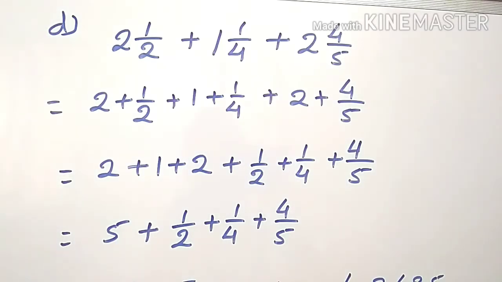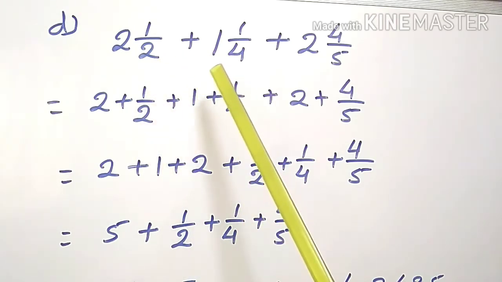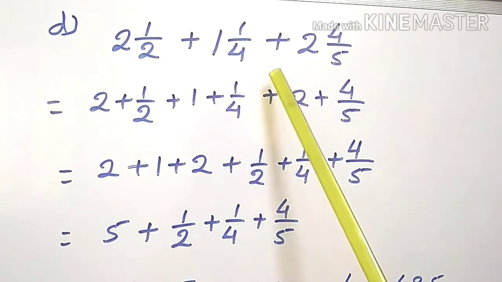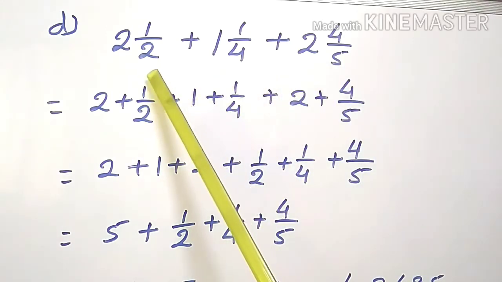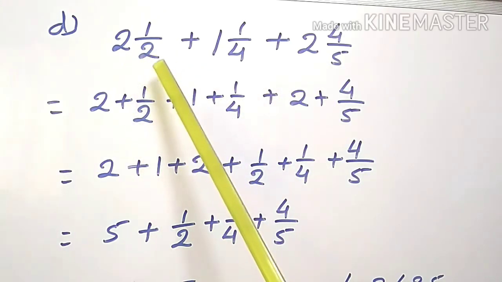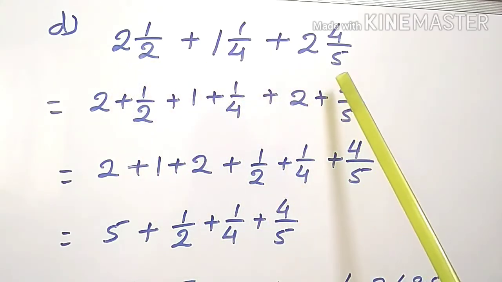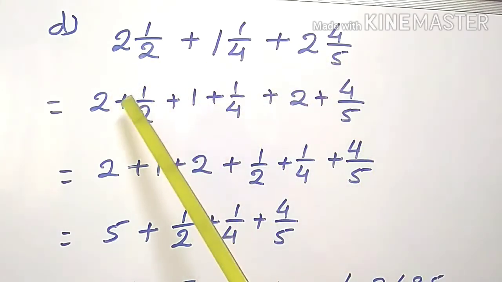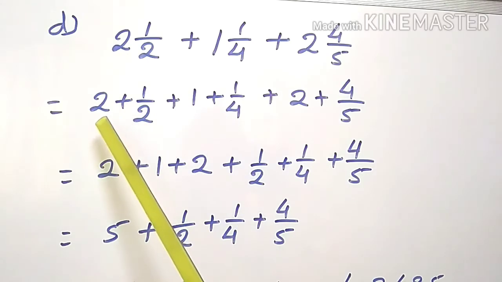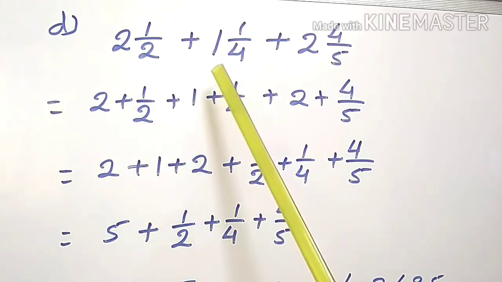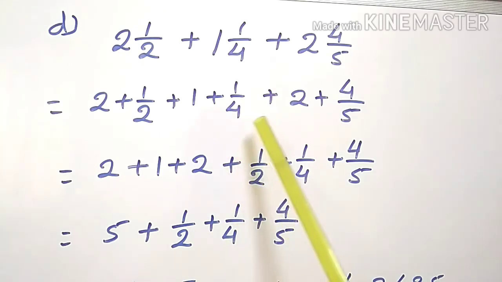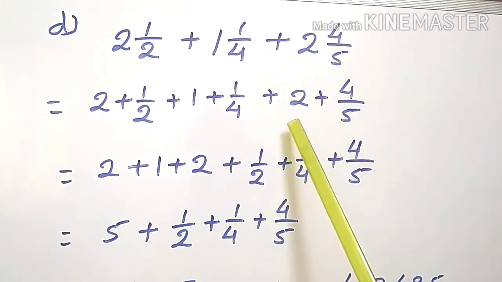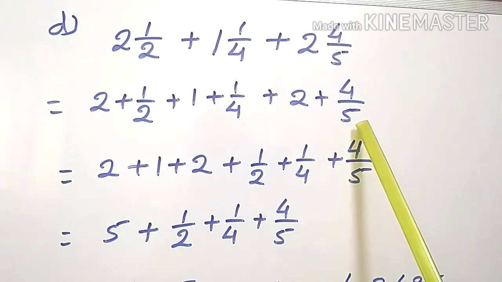Question D. Add 2 whole number 1 by 2 plus 1 whole number 1 by 4 plus 2 whole number 4 by 5. So first of all, separate the whole number part and fractional part of all these three mixed numbers. 2 whole number 1 by 2 can be written as 2 plus 1 by 2. 1 whole number 1 by 4 can be written as 1 plus 1 by 4. And 2 whole number 4 by 5 can be written as 2 plus 4 by 5.